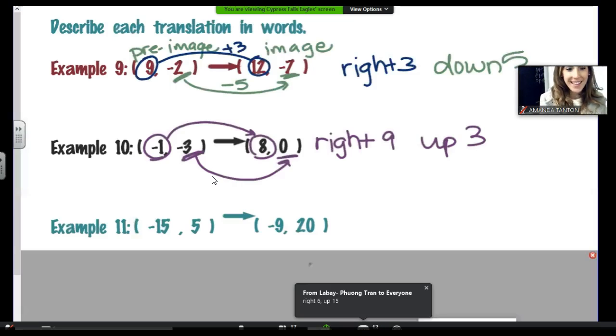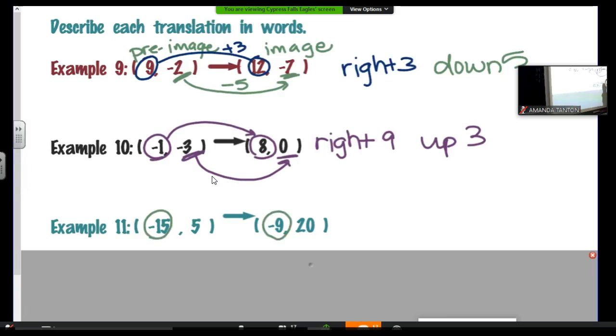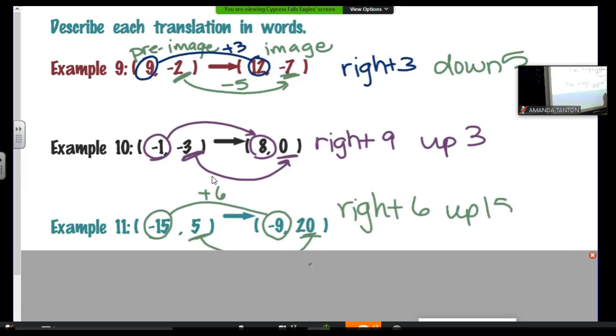Remember, when in doubt, you can subtract these. So -9 minus -15, believe it or not, that's how you would do it. And you realize that you're going right 6. And what did we do with our y's? Up 15. Okay, let's move on.